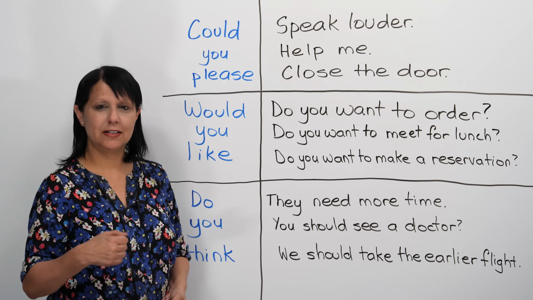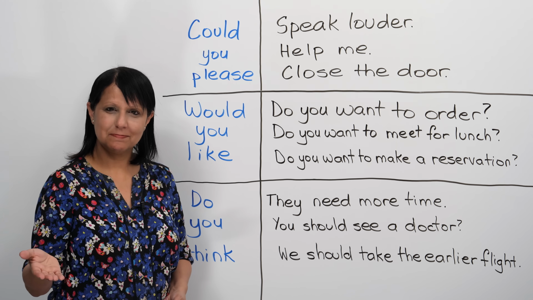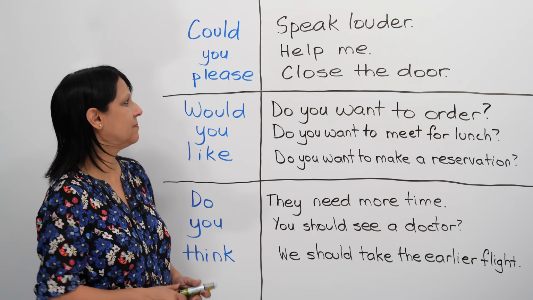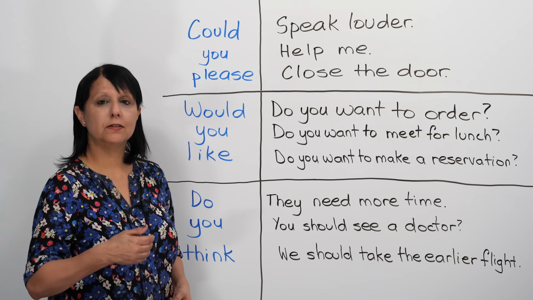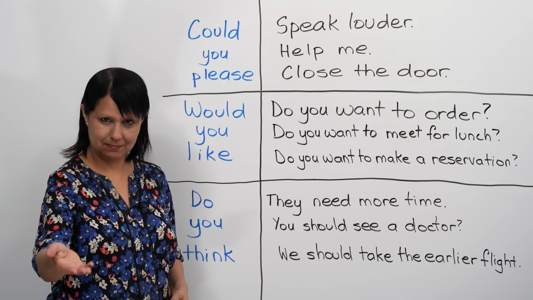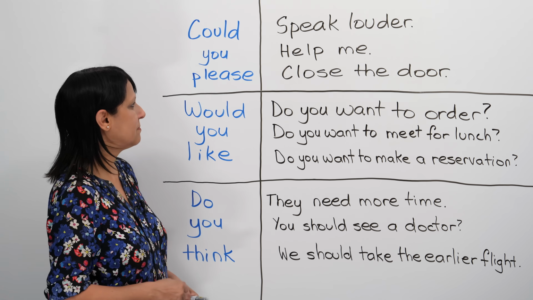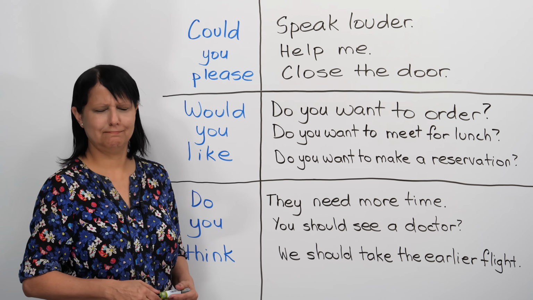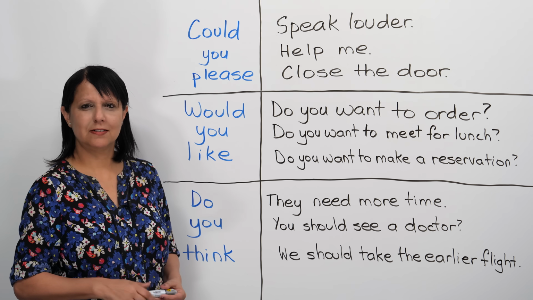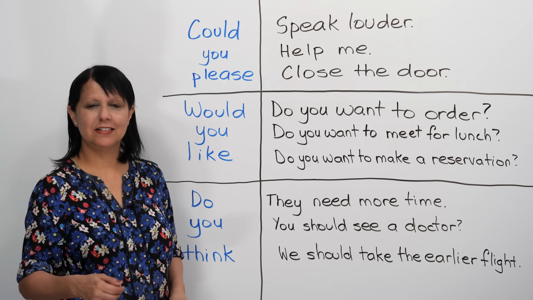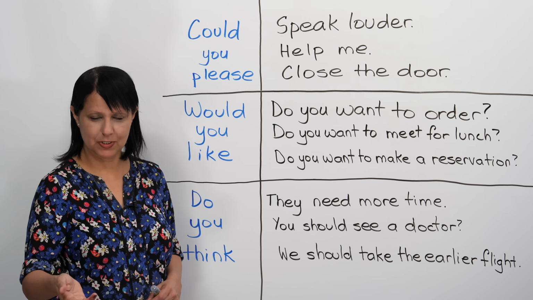Let's say it again, and you repeat after me. Could you please speak louder? Good. Help me. Could you please help me? You say it. Good. Close the door. That person sounds annoyed. Close the door. But we can say, could you please close the door? You say it.